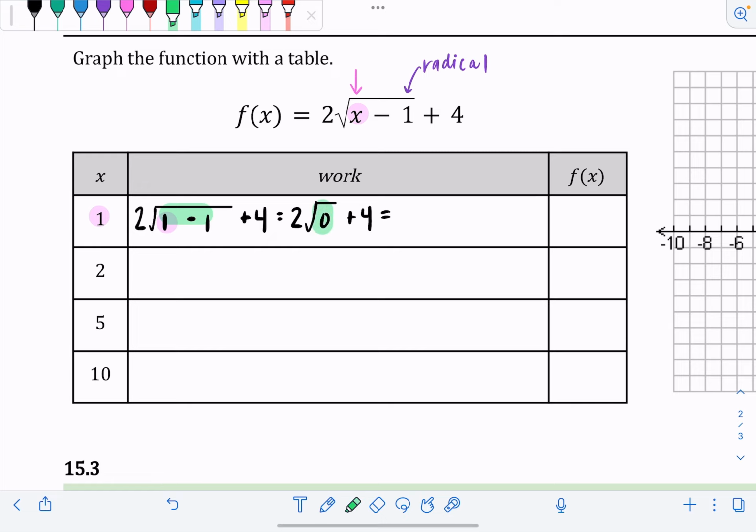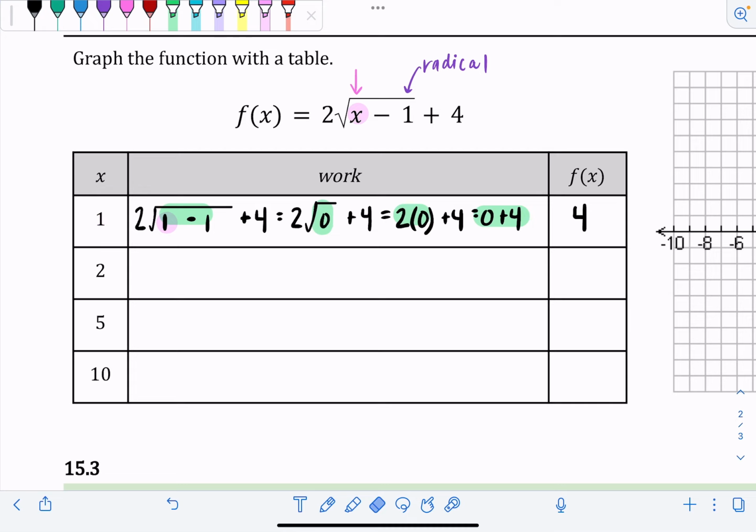And then next we can go ahead and take the square root. I didn't put the square root of 0 on our table, but the square root of 0 is just 0. So this would become 2 times 0, and then plus 4. Next we have multiplication and addition, so we multiply first. So 2 times 0 is 0, and then plus 4. And now we can finally add 0 plus 4, and that gives us an output of 4.